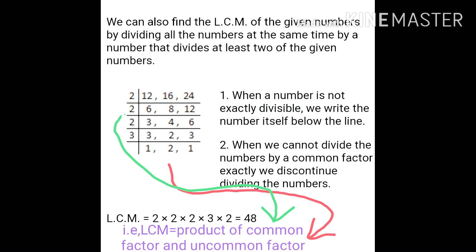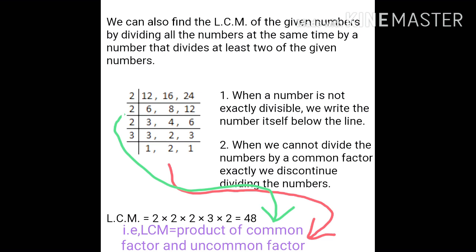2 2s are 4 and 2 3s are 6, right? So what happens here? When a number is not exactly divisible, we write the number itself below the line. Okay. So now we have 3 two times. So we can divide it by 3. So 3 1s are 3, 2 is coming below and 3 1s are 3. When we cannot divide the numbers by a common factor, we discontinue dividing.